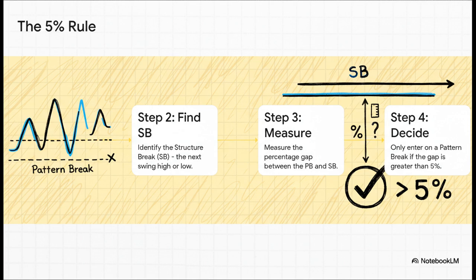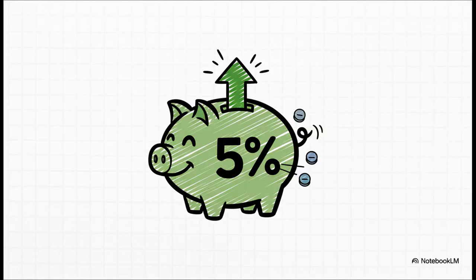And here's the rule. You should only think about entering on that pattern break if the gap to the structure is bigger than 5%. And believe me, that 5% isn't just some random number. For one, it makes sure there's actually enough room for the trade to breathe and become profitable before it smacks into that structural wall. And just as important, it helps cover your transaction costs, what our source calls your break-even point. Every trade has costs, right? Commissions, fees. Without that 5% cushion, you could be right about the direction and still end up losing money.